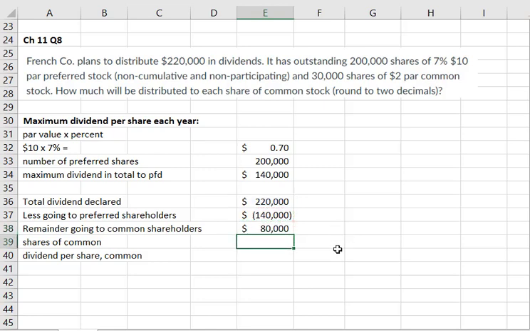But they want to know how much per share, not how much in total. That's 80,000 in total. How many shares of common are there? There's 30,000 shares. So we would divide the 80,000 that's going to them by however many there are of them. And so that would be $2.67 per share. All right, let me know if you have any questions.